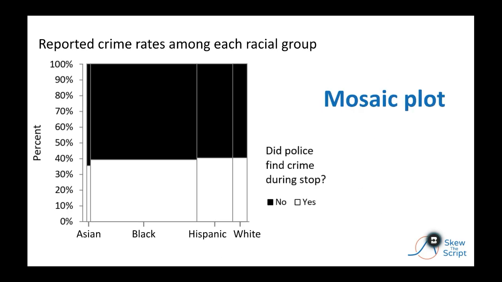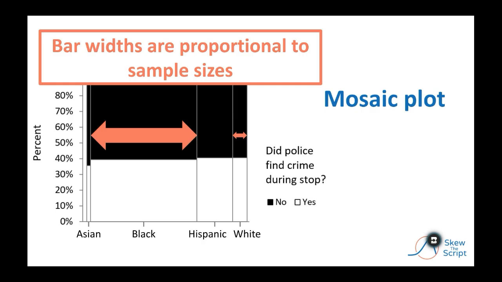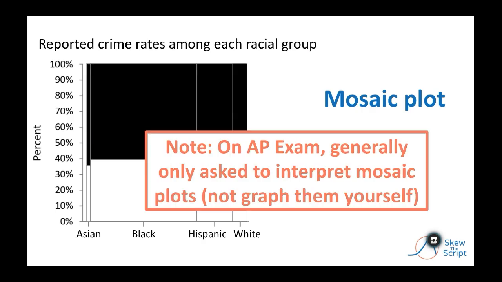Another chart type we could use is a mosaic plot, which looks like this. As you can see, a mosaic plot is similar to a segmented bar chart, except that the bar widths are proportional to the sample size. Because there are fewer stops involving Asian or white individuals, those bars are narrower. But because so many Black individuals are stopped, that bar becomes much wider.